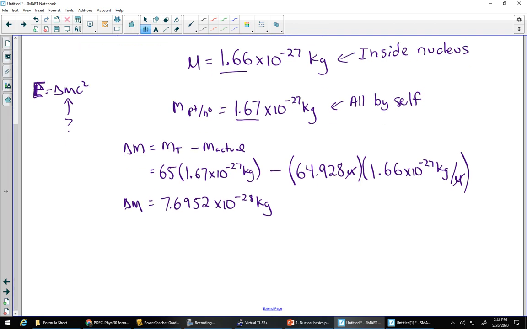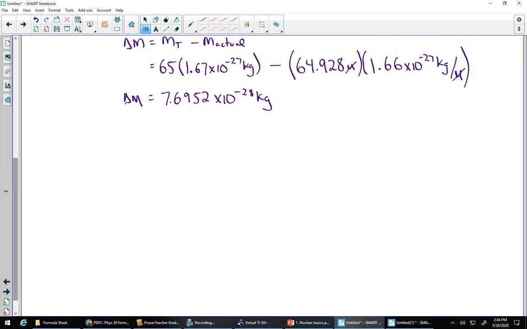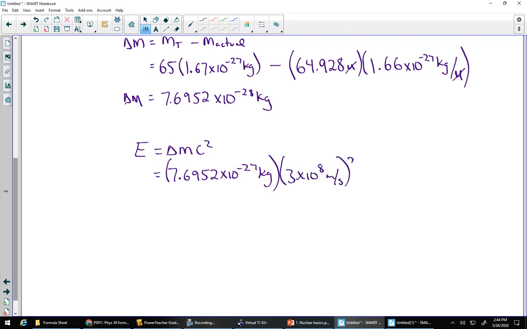If we wanted to figure out the binding energy, that's easy, because now we can just say, thank you, Einstein. E is equal to delta m c squared. E is equal to, well, delta m, which we just figured out, 7.6952 times 10 to the negative 27 kilograms, times the speed of light squared, so that's 3 times 10 to the power of 8 meters per second, squared.